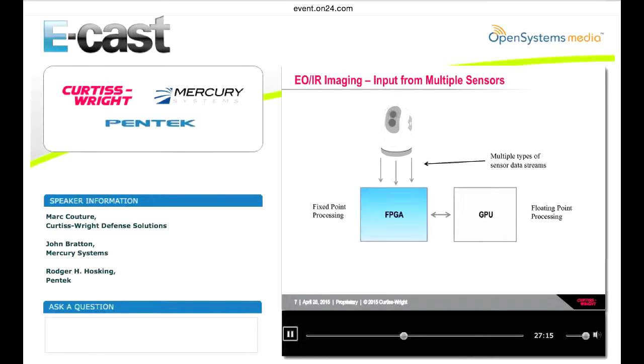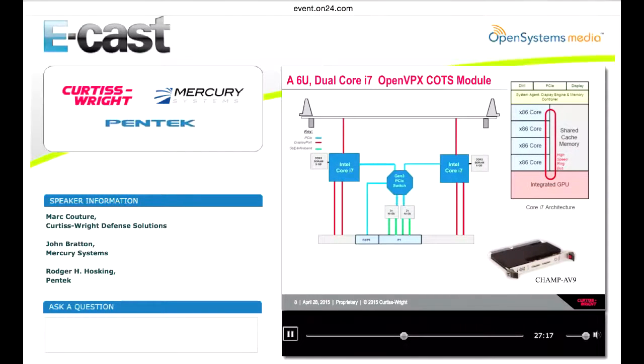Now, one example of a Core i7 DSP card that Curtiss-Wright has, and you see a picture off in the upper right, that's actually the Core i7, this is Haswell. What's really neat about the GPU in here, you not only have the x86 cores all cache coherent, you have that integrated GPU right on the die.